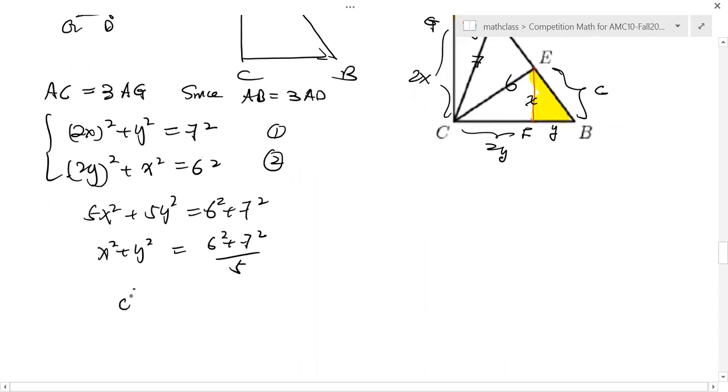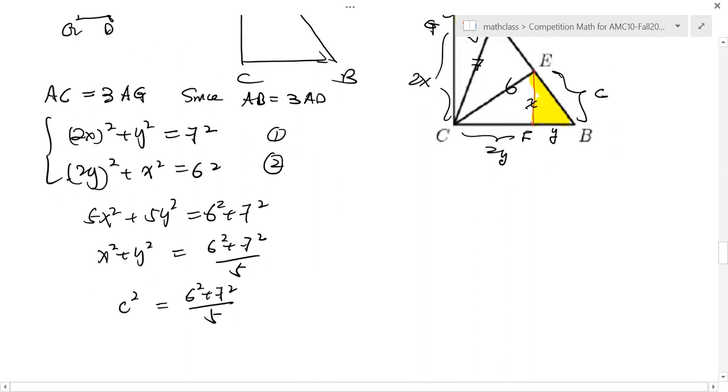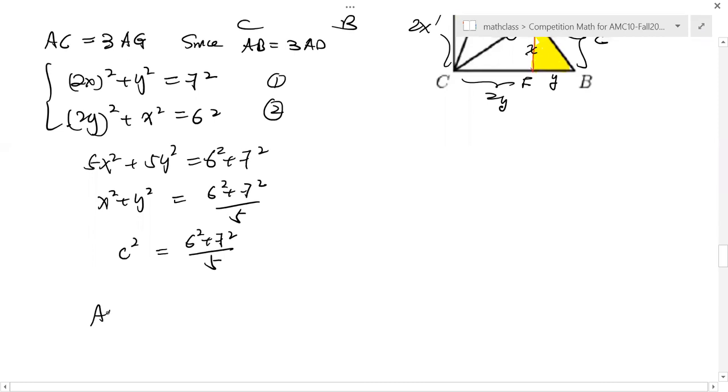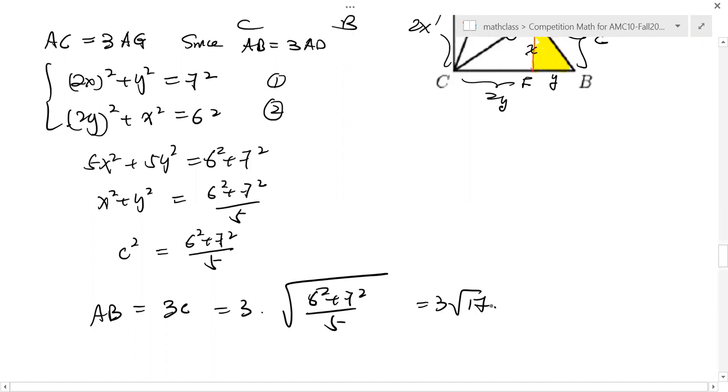So that gives you C squared equals that, by the Pythagorean theorem, and the hypotenuse AB is going to be 3 times C. That's a 3 times the square root of (6 squared plus 7 squared) divided by 5. I'm not going to simplify it, but if you want to simplify it, you will get 3 square root of 17. It's a very bad number, but it's an irrational number.